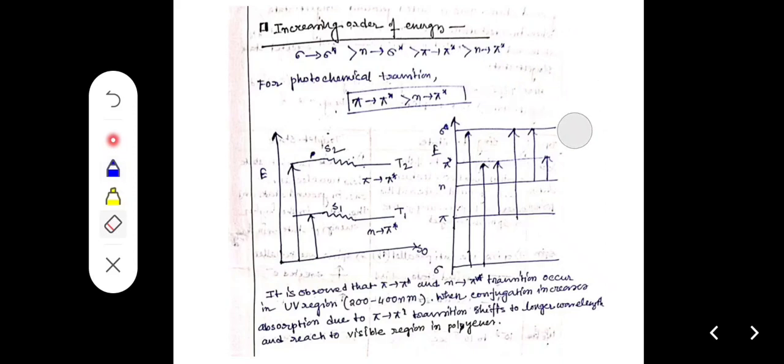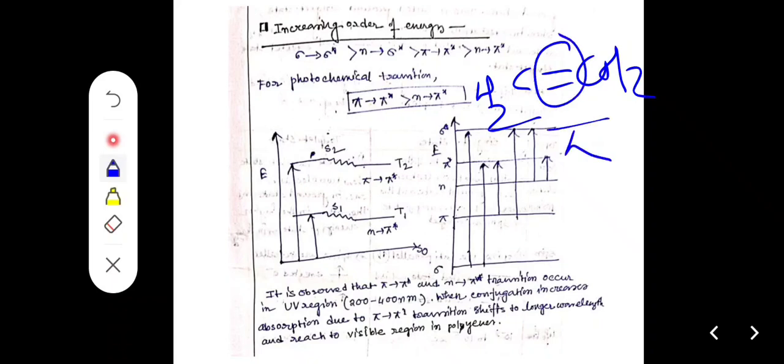Similar, when we come to CH2 double bond CH2, that should be called ethylene. Here a pi bond is present, so pi to pi star can be possible, and also sigma to sigma star is possible. Pi to pi star and sigma to sigma star both can be possible.